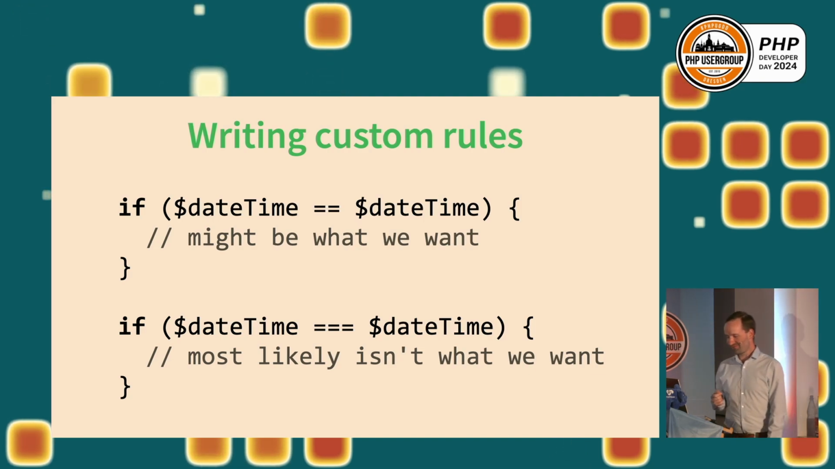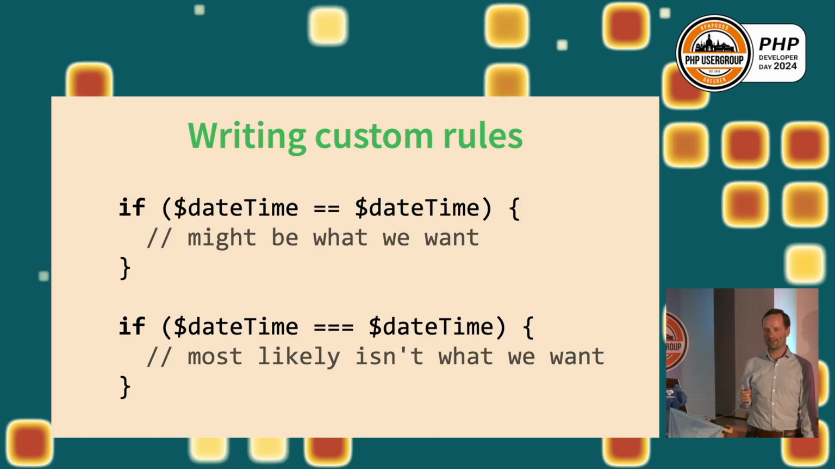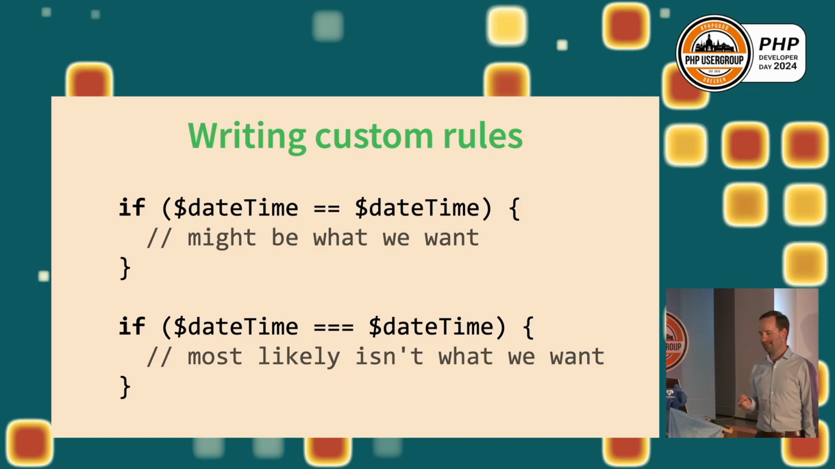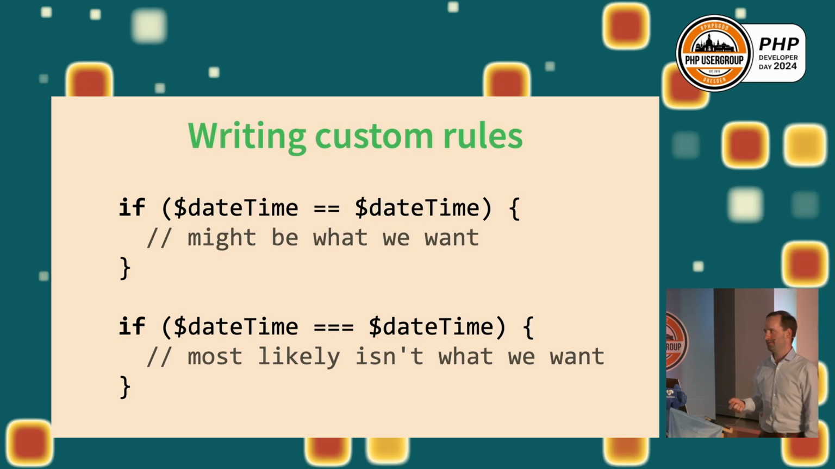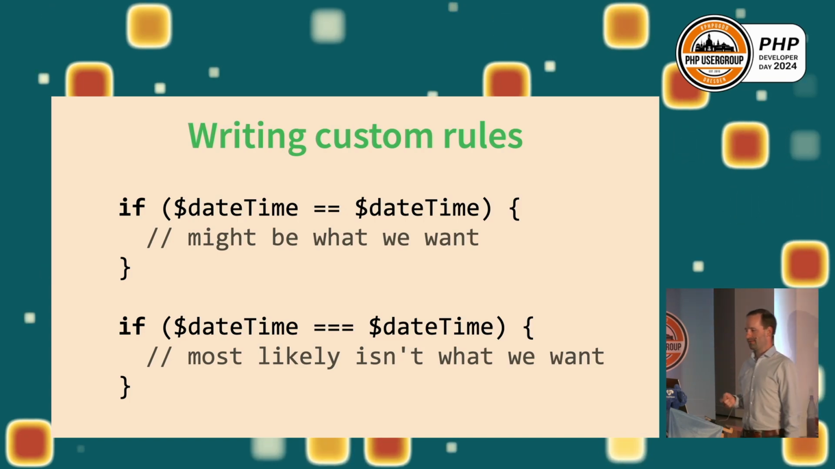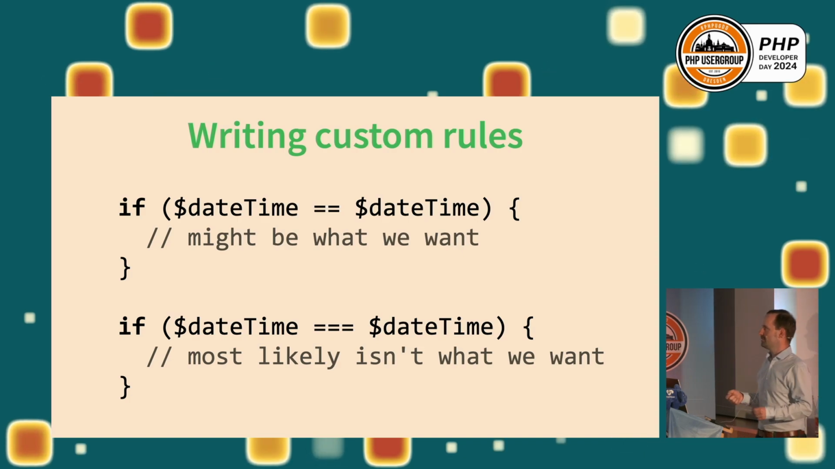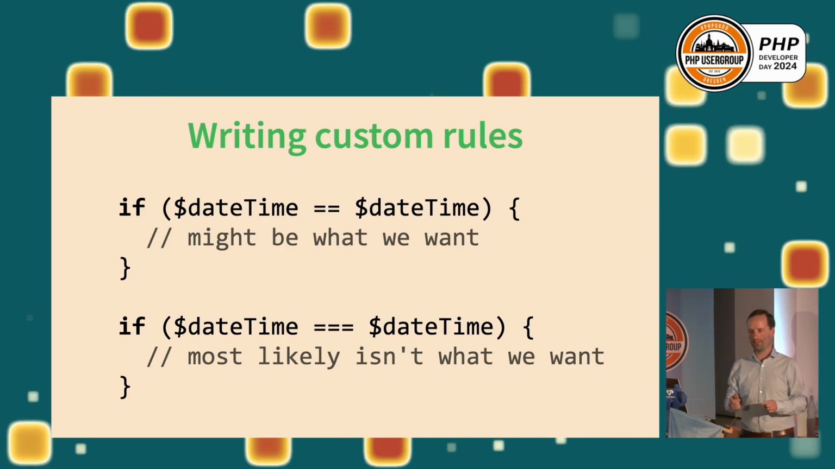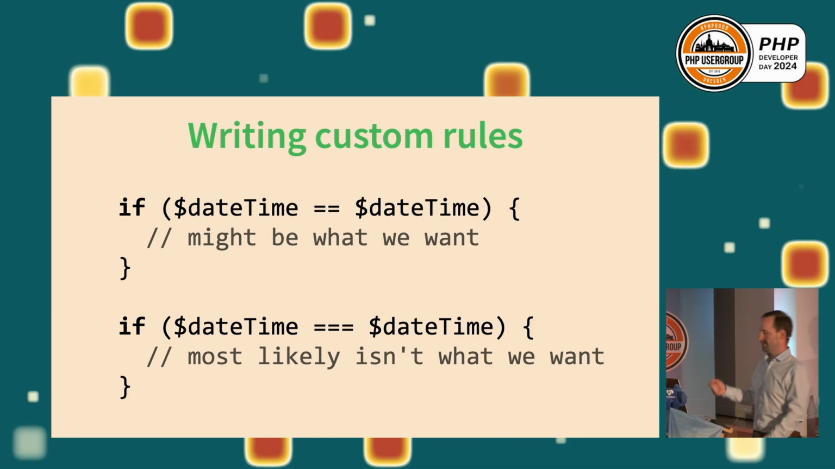Sorry. So the first example might be what we want. It's comparing the contents of the objects, so it's asking PHP to compare these two objects down to a microsecond. And this might be what we want, right? But if you write three equal signs, it means that both sides of the operator must be exactly the same object occupying the same space in memory, which is probably a mistake in the case of DateTimes.